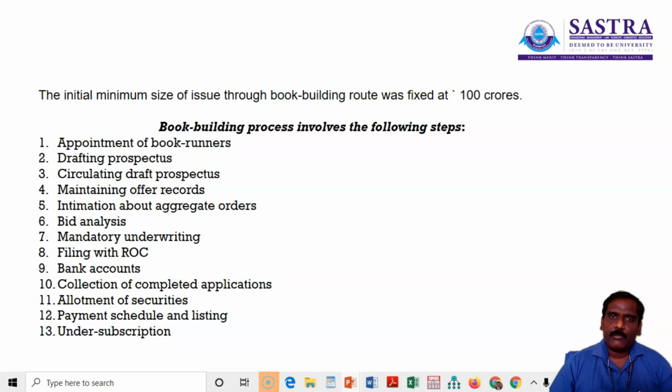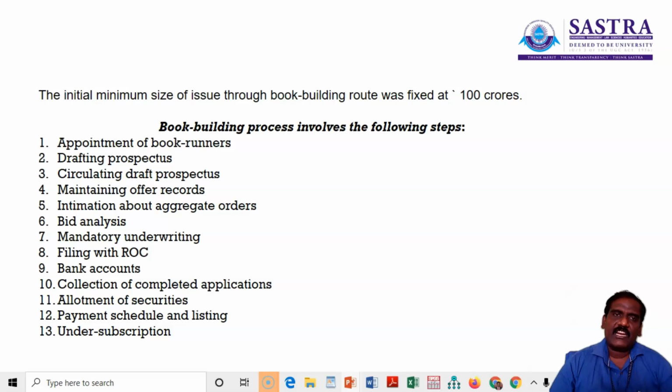Then comes mandatory underwriting. The underwriter is appointed in case of failure to collect the capital from the market. It is mandatory to appoint a merchant banker, especially for the underwriting of an issue. Then there is filing with the Securities Exchange Board of India and obtaining the registration certificate from them. Bank accounts should be maintained separately for the issue. Completed applications are collected from the investors, stating the price at which they are ready to buy the issue, and then the securities are allotted in the market.